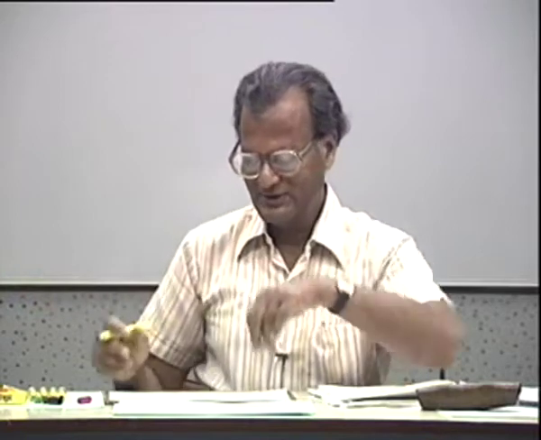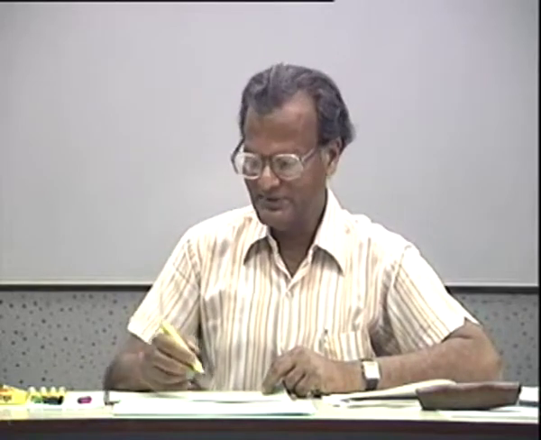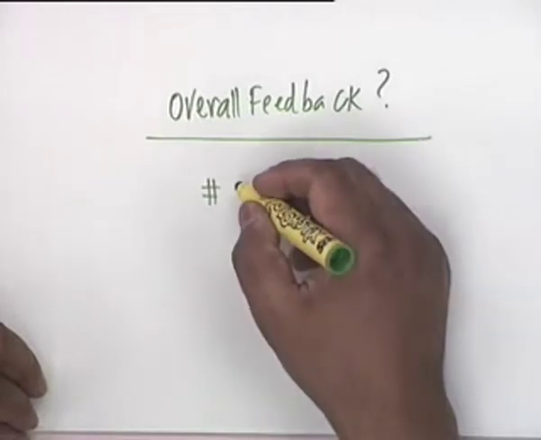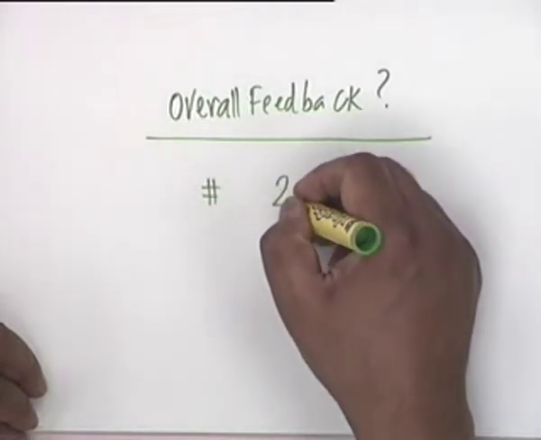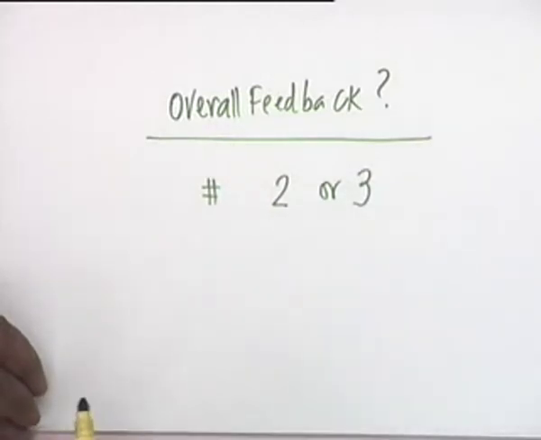Okay? So overall feedback should also be considered. However, because of stability problems, the number of stages in overall feedback is restricted to either 2 or at the most 3, not more than that. Okay? 2 or 3. Let us see a typical configuration. If it is 2, then it's called a feedback pair.